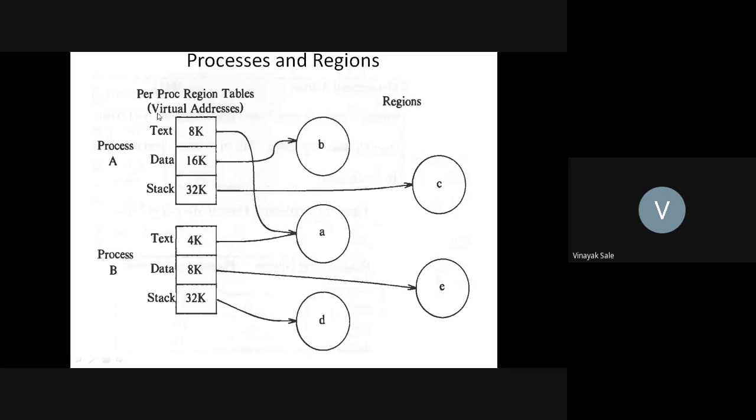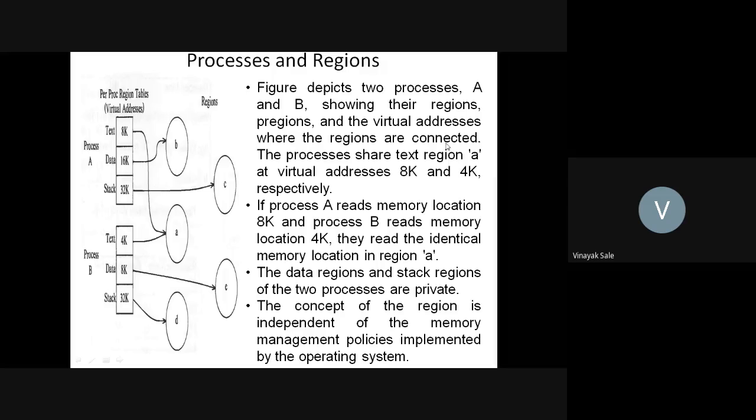This is the virtual address space, and the elliptical part is shown as the regions for those processes, where region A is shared by both process A and process B. So this figure shows two processes A and B, showing their regions, P regions and virtual addresses, where the regions are connected.